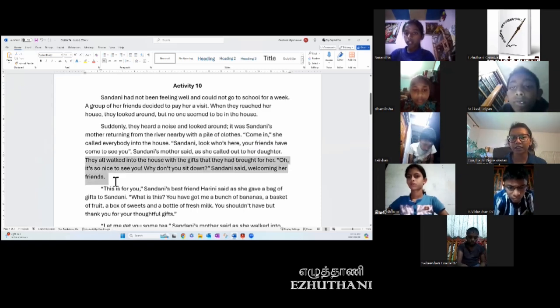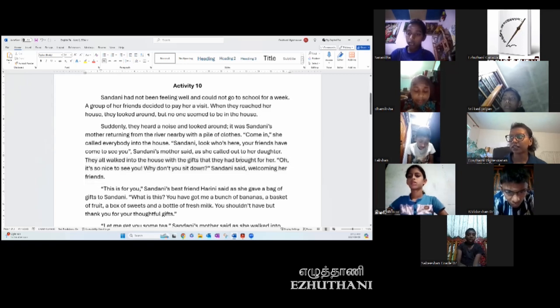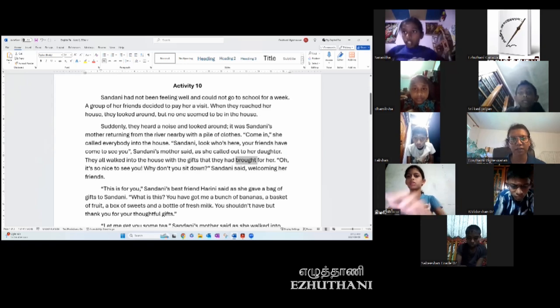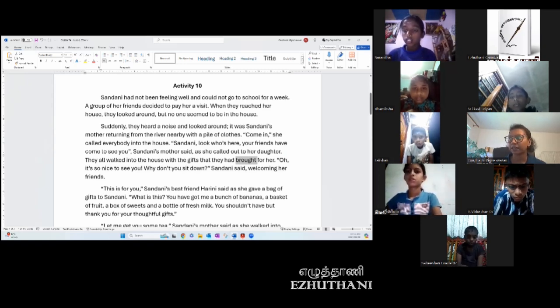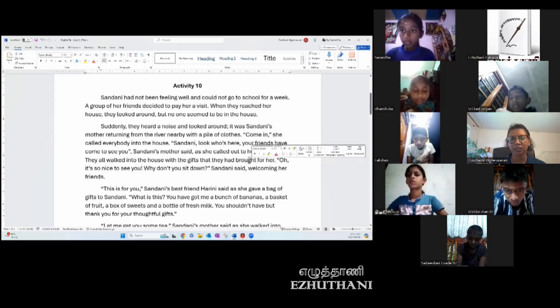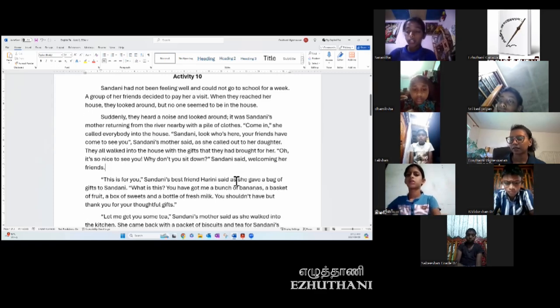Lakshan, can you read the next highlighted section? They all walked into the house with the gifts that they had brought for her. Oh, it's so nice to see you. Why don't you sit down? Sandani said, welcome in here, friends. Okay, thank you. This word here is pronounced brought. Can everyone say this word out loud? Brought. You see the G here? You don't say the G sound. It's a silent sound. So just brought. Okay, good.